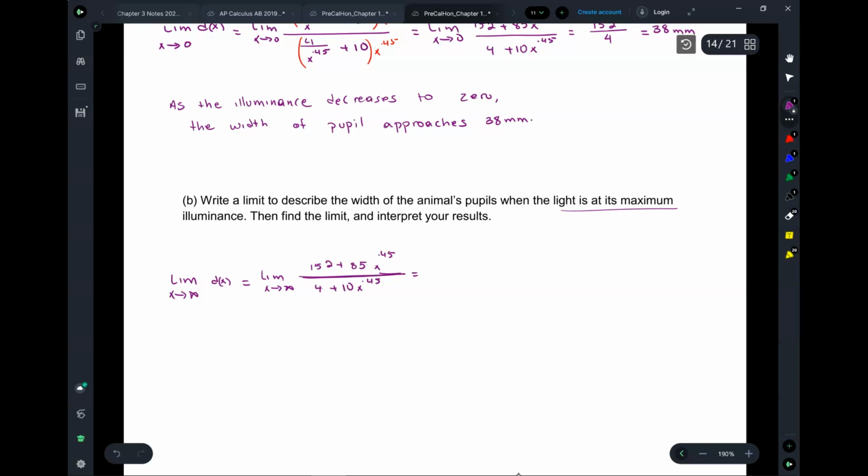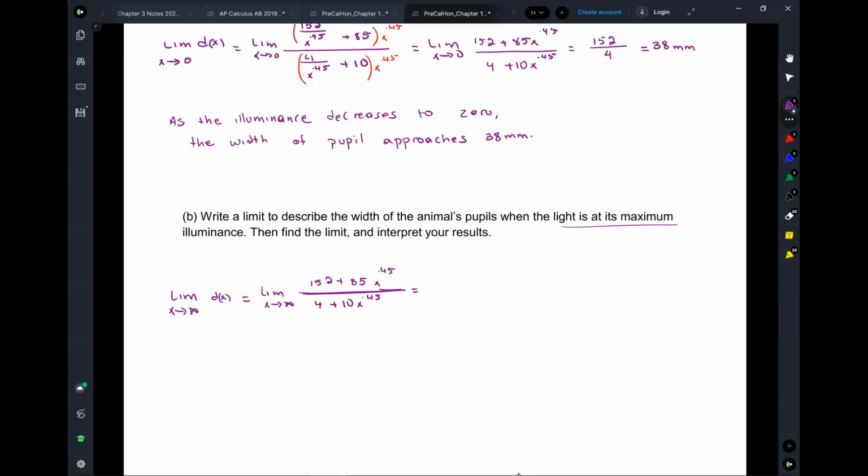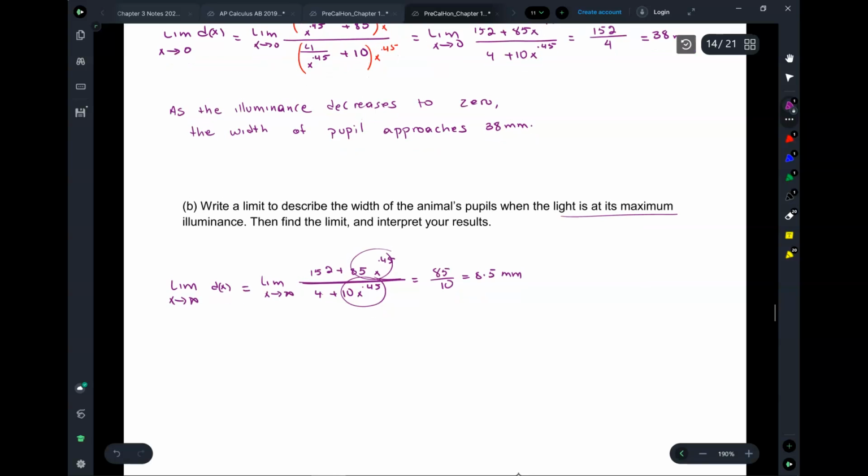Now, if I want the limit as x approaches infinity, what do I take? This over that, right? Highest power over highest power. And then since they're the same exponent, it's just 85 over 10, 8.5 millimeters. Okay? So I did it. Because it's the limit as x approaches infinity, you take the terms with the highest power on top and the bottom. Okay. And then since they're the same exponent, you reduce them.